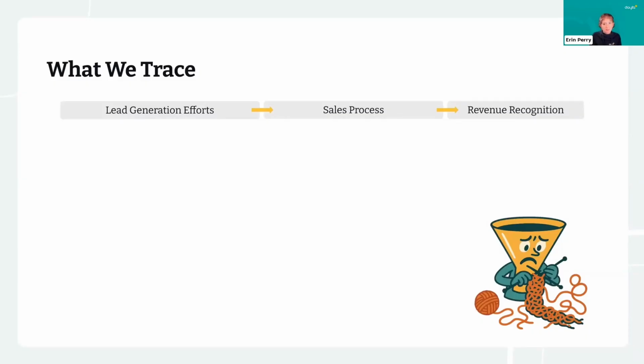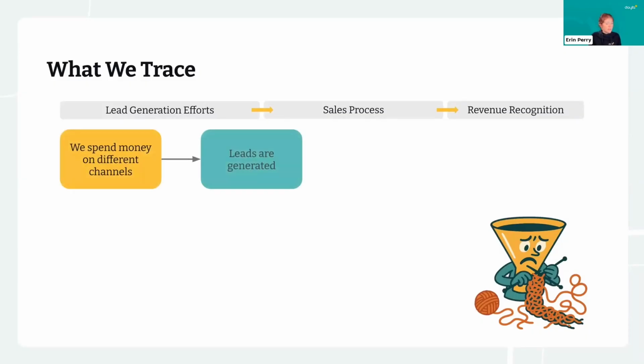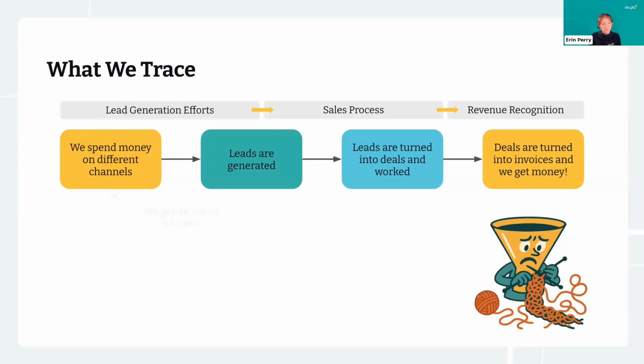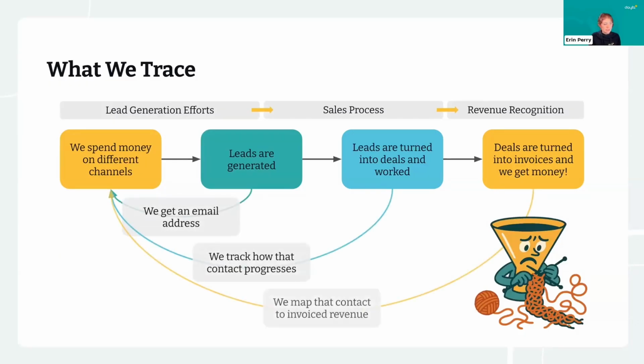I'm going to revisit the graphic from earlier. We get an email address for our lead. We track that lead's progression through our sales funnel. We map the invoice revenue back to that lead. So email address, see how it progresses, map contact to revenue.